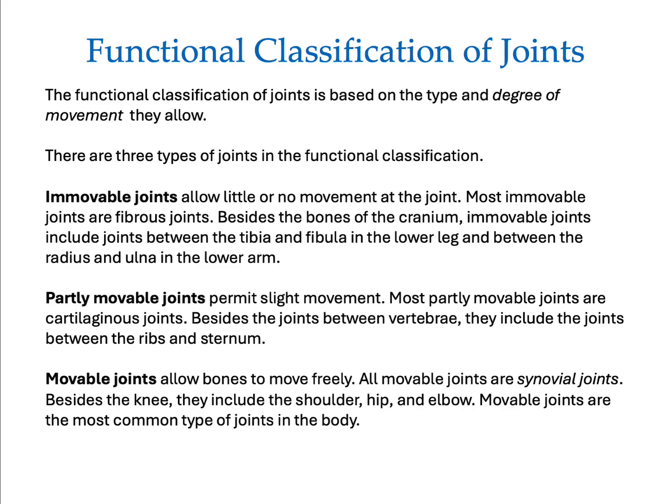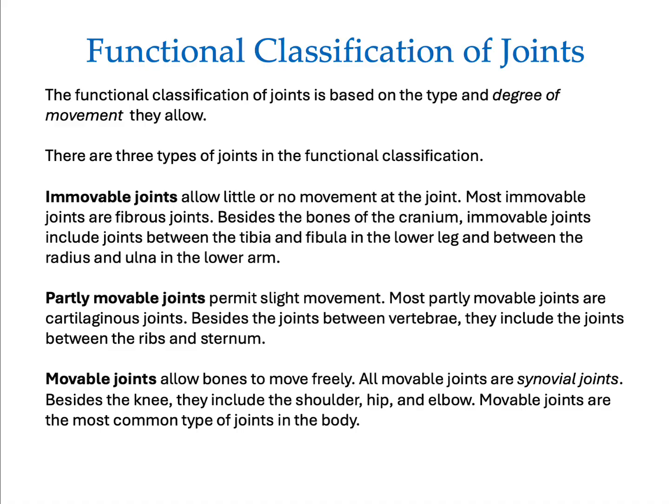Besides the bones of the cranium, immovable joints include joints between the tibia and fibula in the lower leg and between the radius and ulna in the lower arm. Partly movable joints permit a slight movement. Most partly movable joints are cartilaginous joints. Besides the joints between vertebrae, they include the joints between the ribs and sternum.